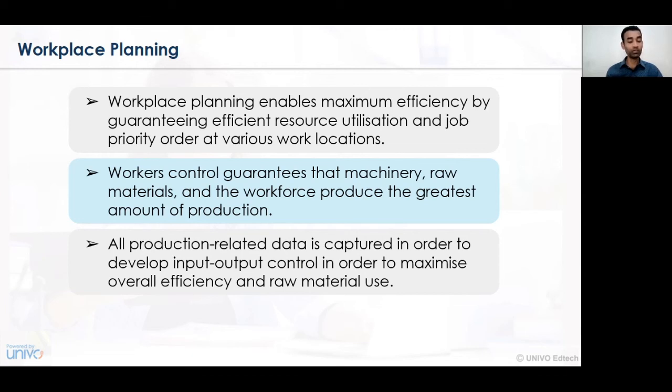So in order to develop input and output control, it is necessary to see that the efficiency and raw materials of all the factors of production that are going to be employed are running in a very effective way and implemented in the organization.